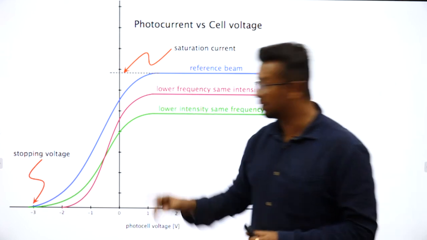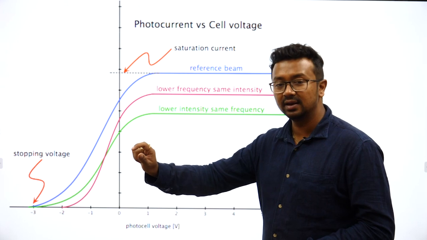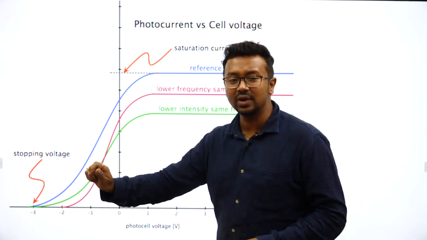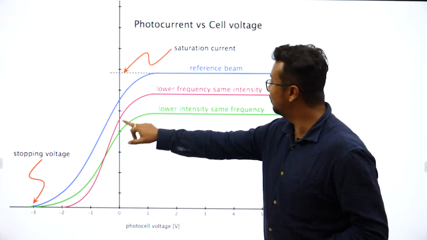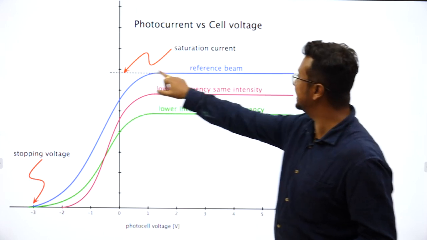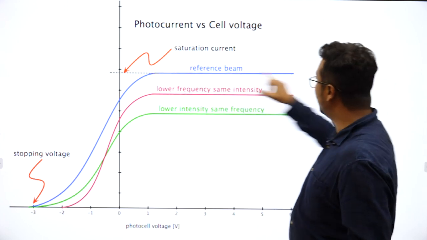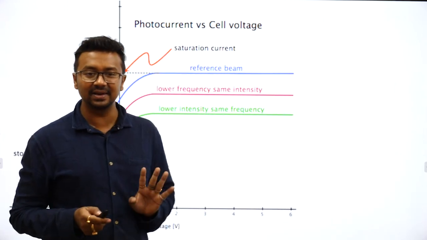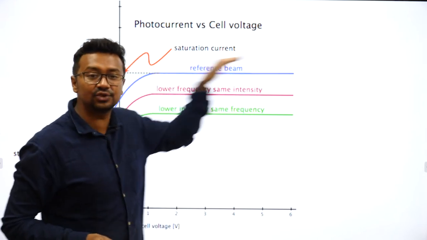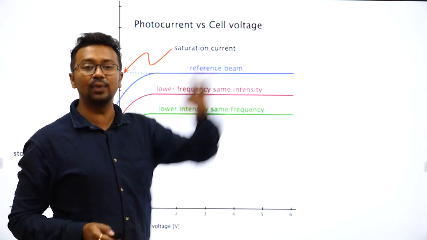Ultimately, see what happens. There was a voltage there, and you were slowly increasing the voltage, so the photo current was increasing. And there is a certain point after which the photo current becomes stable. Now, what is the reason behind that? Very simple. Why does it become stable? What is the saturation current? Why does this saturation come, friends?